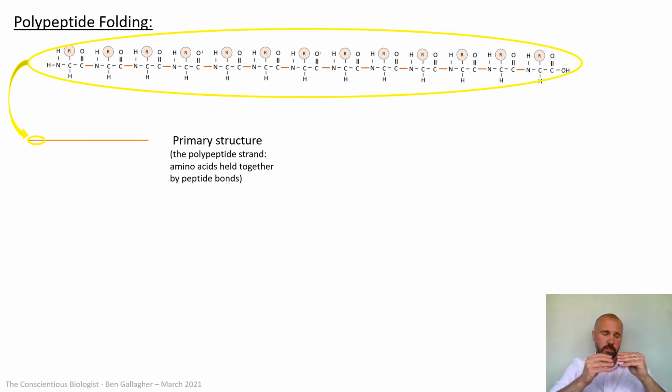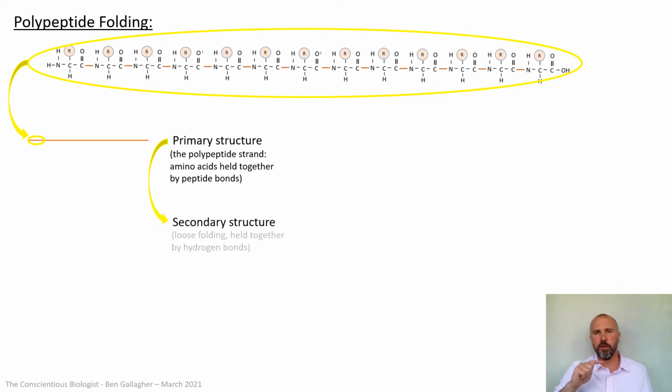So when it's just in the straight line polypeptide, that's the primary structure. It's just the polypeptide strand. The amino acids are held together by peptide bonds. That's all that's going on. To start it folding up, to start to achieve its shape, it needs to go from its primary structure to a secondary structure, which is loose folding held together by hydrogen bonds.